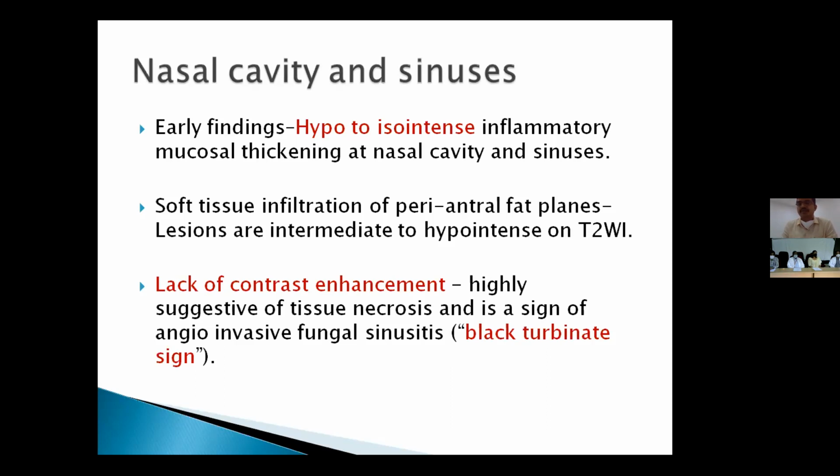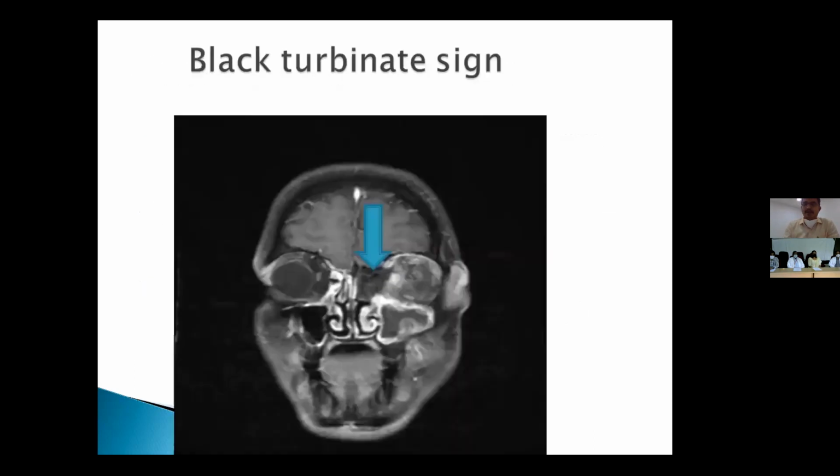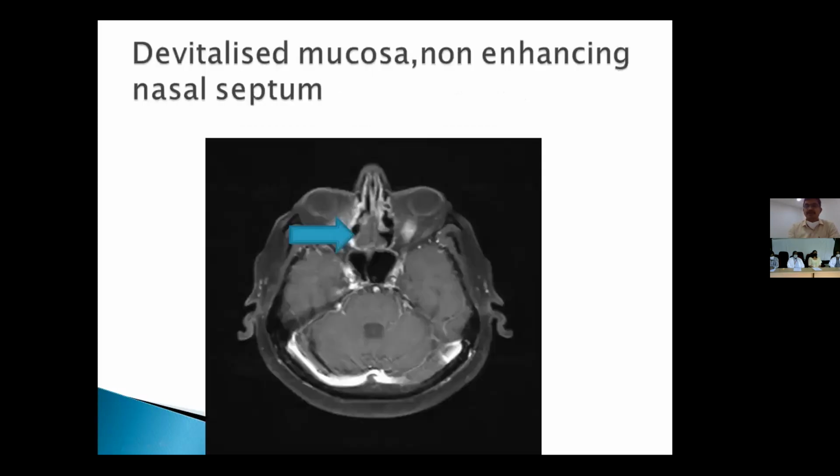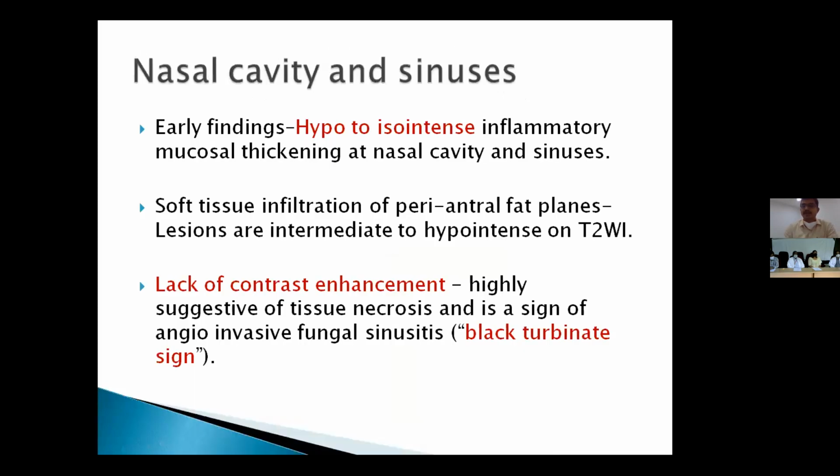So what is the earliest finding when it is present within the nasal cavity and sinuses? It shows hypo to iso-intense inflammatory mucosal thickening at the nasal cavity and sinuses. Hypo to iso-intense inflammatory mucosal thickening, as we see here in the maxillary sinuses. Bilateral maxillary sinuses show hypo to iso-intense signals within the sinus, which has a peripheral rim of hyperintense mucosal thickening. So these hypo to iso-intense signals indicate fungal elements which alter the signal intensity. So this is the earliest sign which we see in sinonasal cavity involvement.